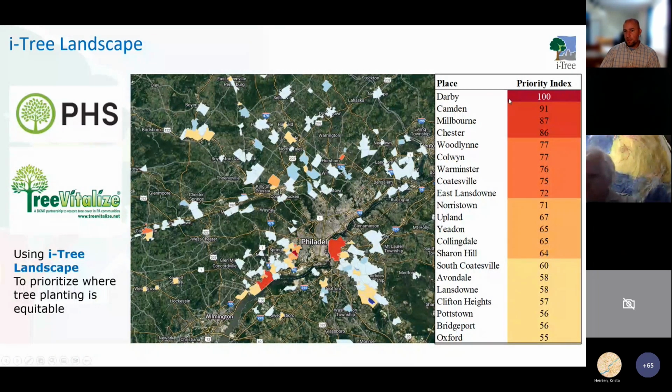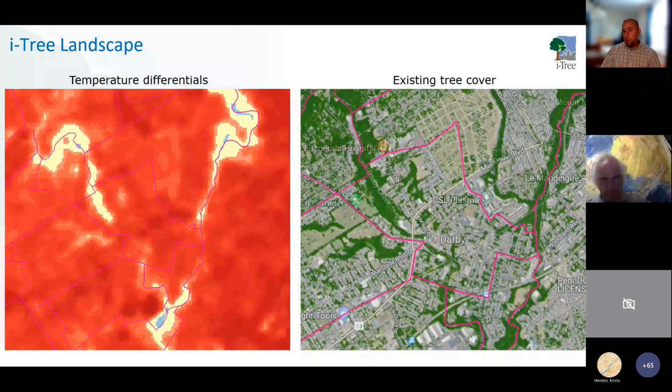And we come up with places like Darby Township, just west of Philadelphia here, the city of Camden, the city of Chester, out here to Coatesville, places where trees are really needed, and there's a population that is underserved and can really use those trees. So in those cases, you can get to those very quickly with iTree Landscape. We can go even closer.